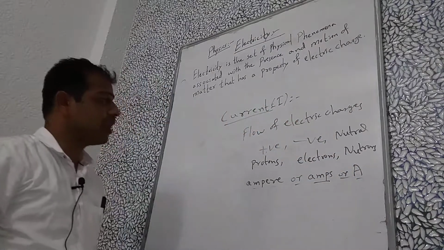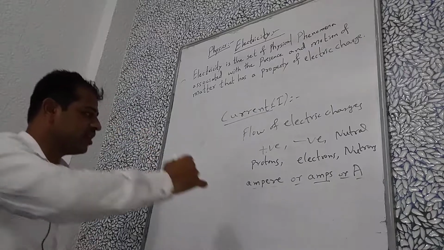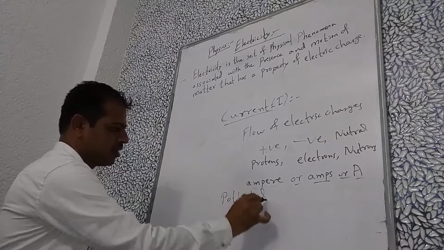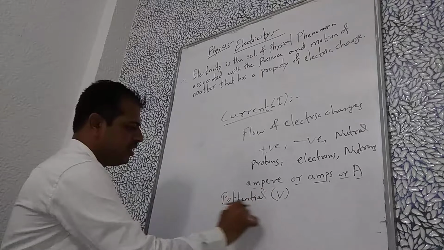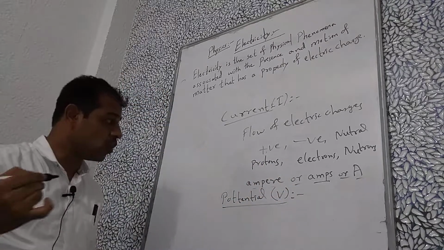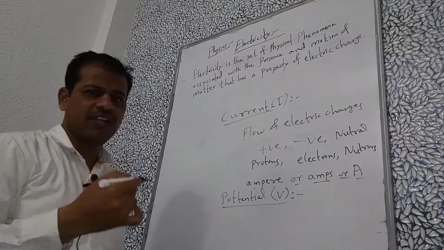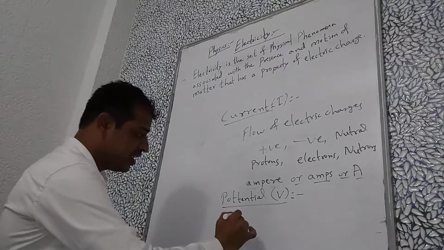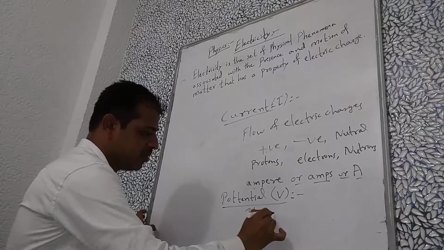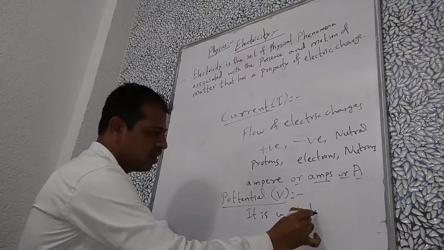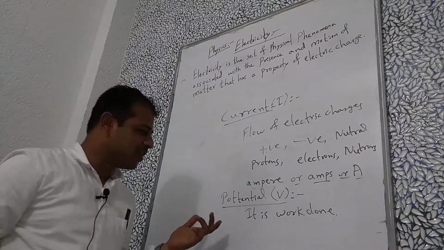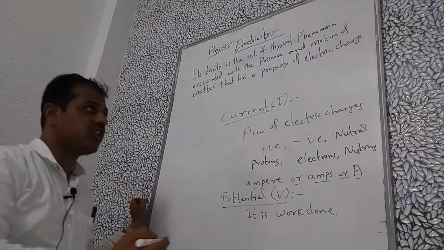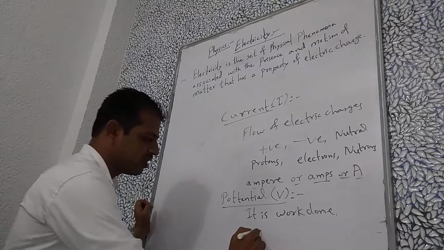The next point we are going to study in this topic is potential. It is denoted by V. Potential is also known as voltage. What is potential? Potential is work done. It is the work done to bring a charge from infinite distance to a point.